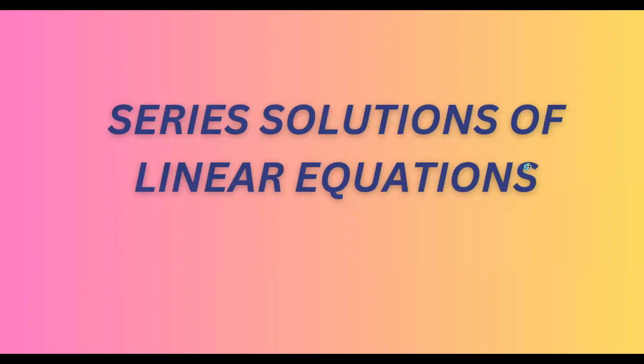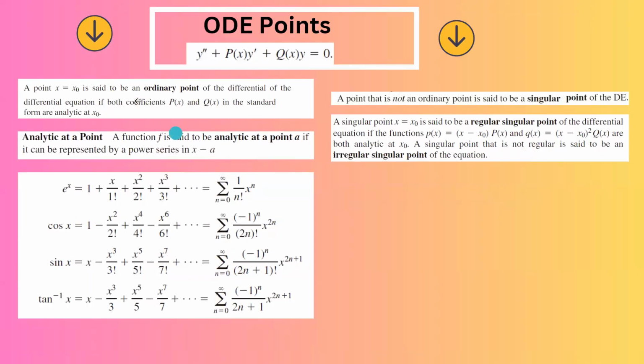Let's take a look at some series solutions of linear differential equations. First of all, recall the definition of ordinary point and the definition of singular point. An ordinary point is a point where the coefficients p(x) and q(x) are both analytic. What's the meaning of that? It means that they have power series representation, especially if you have polynomials.